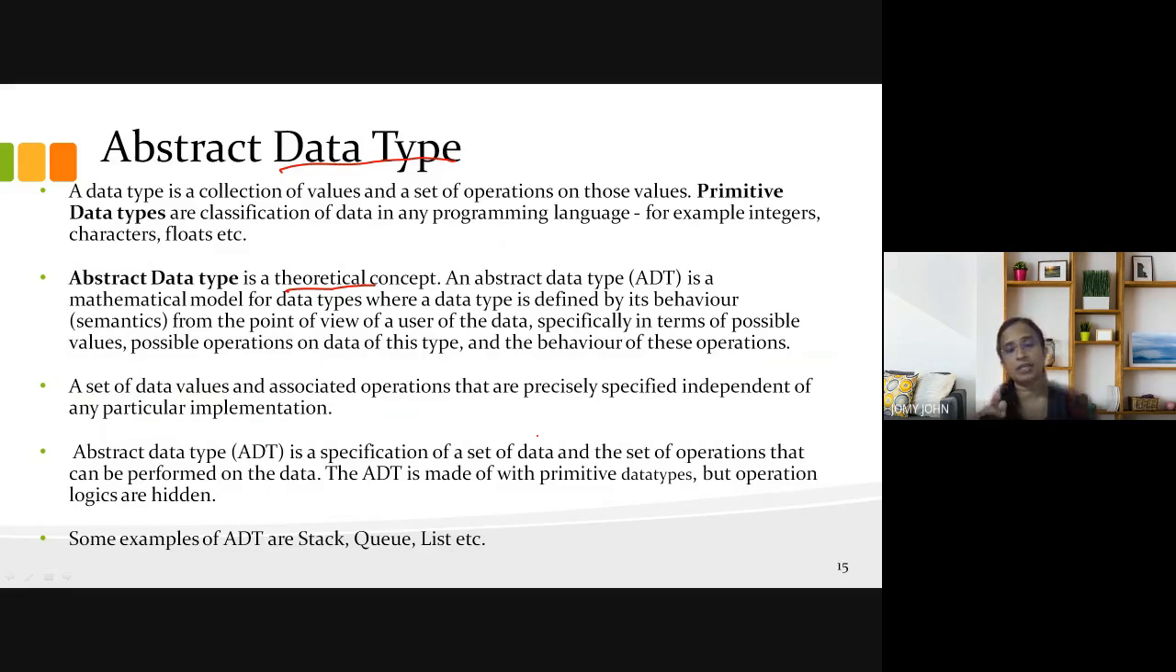How can we make an ADT? It is made up of primitive data types only, because the programming language supports only primitive data types. So all other data types are created using these primitive data types. But the idea of creating an ADT depends on the model. We can design a model, and the model is implemented using a programming language. Examples of ADT are stack, queue, tree, etc.